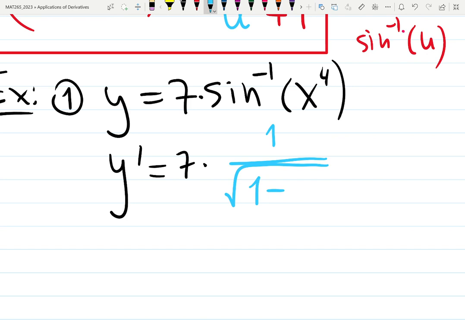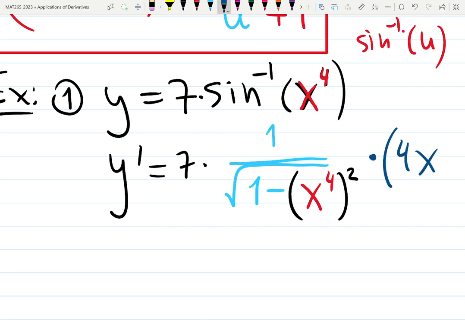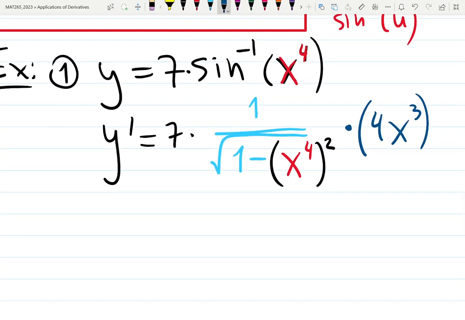So it's gonna be 1 minus input squared. X to the 4 is my input. So I say it out loud. Input squared, u squared. So don't mess up. Don't forget it was x to the 4. And then you do times u prime, 4x cubed. Agree? Times the derivative of the function inside. Nothing new when it comes to chain rule. Let me write down that this is chain rule.